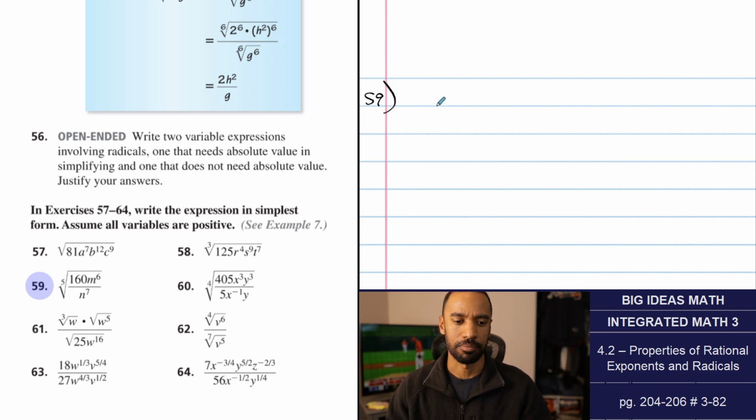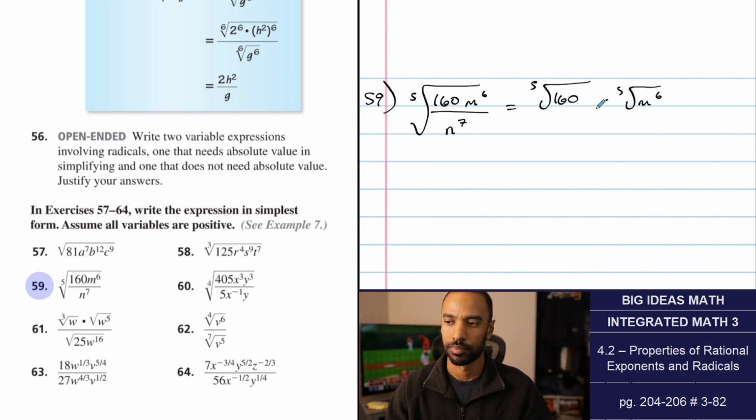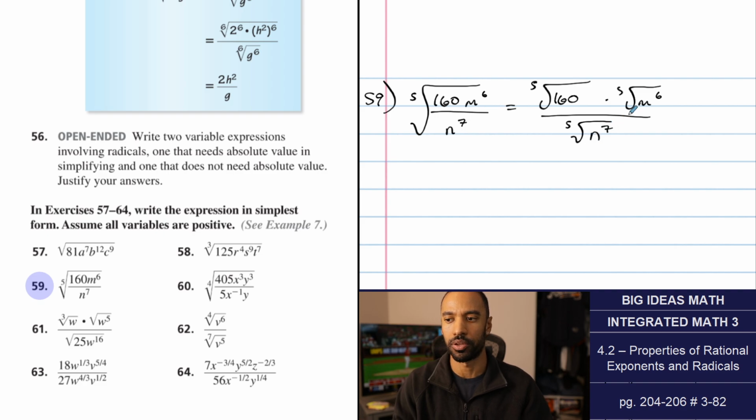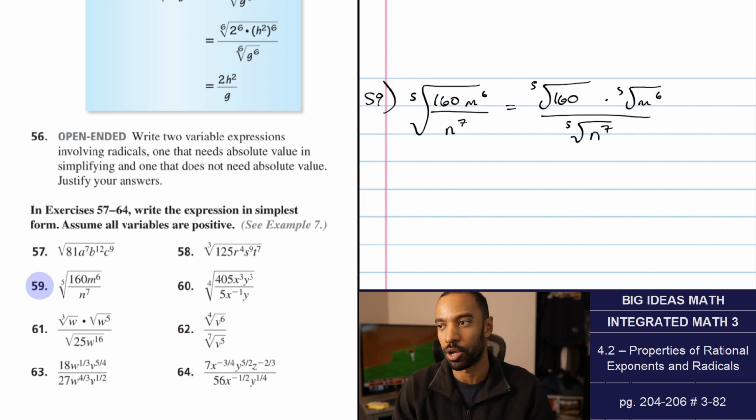All right, number 59. We have the 5th root of 160 m to the 6th over n to the 7th. Now, we have a lot to say on this one, don't we? Let's treat these separately because we have a lot to say. In fact, I wonder to what extent they actually want this thing. I'm curious whether they'd want a denominator rationalized or not, because this thing, guys, is going to be an irrational denominator. This could actually be a hoot. I'm going to go ahead and say rational denominators is what we're going to have to go for.